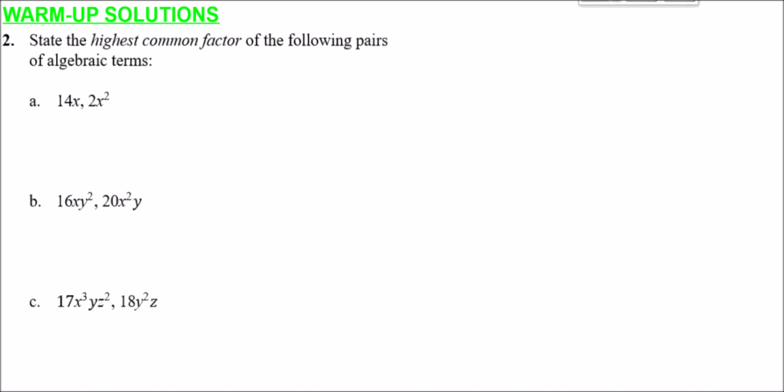Question 2. These are algebraic expressions. Find the highest common factor of all of these. So do the number first and then the letter or letters. So first of all, 14 and 2. What's the highest common factor of 14 and 2? That's going to be 2.